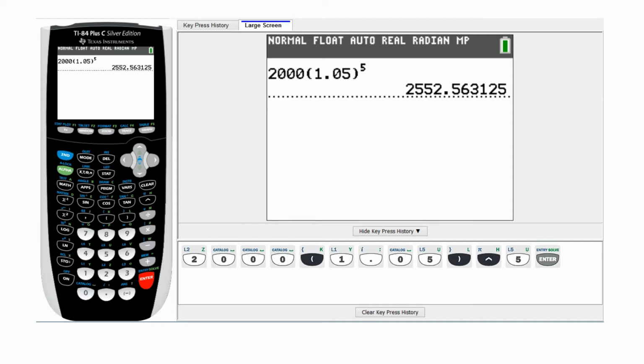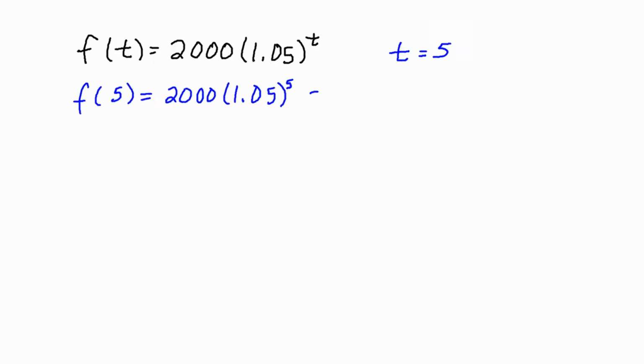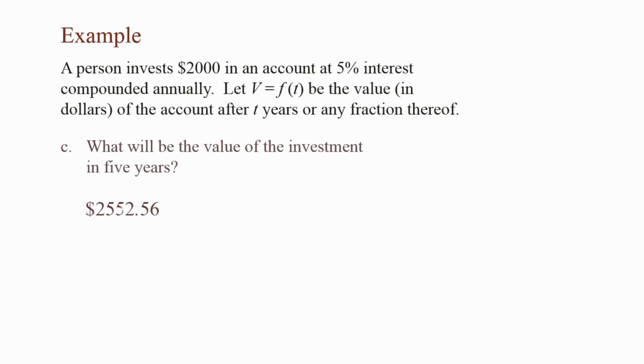2552.563125. Since we're dealing with money, we want 2 decimal places. So that's $2,552.56. So our investment in 5 years will be $2,552.56.